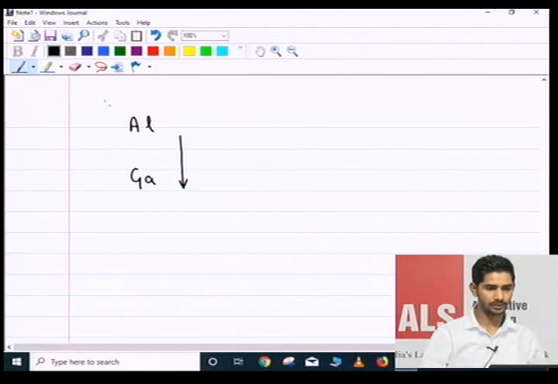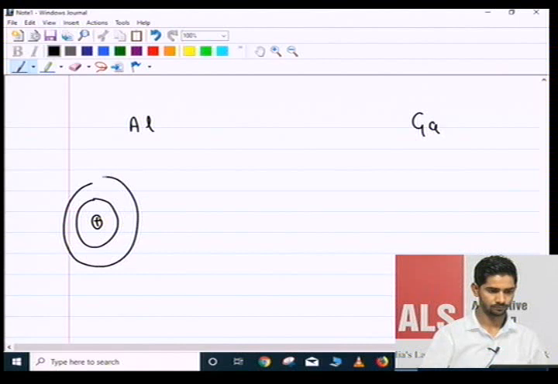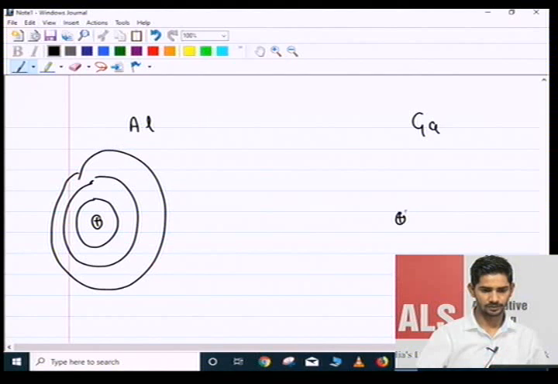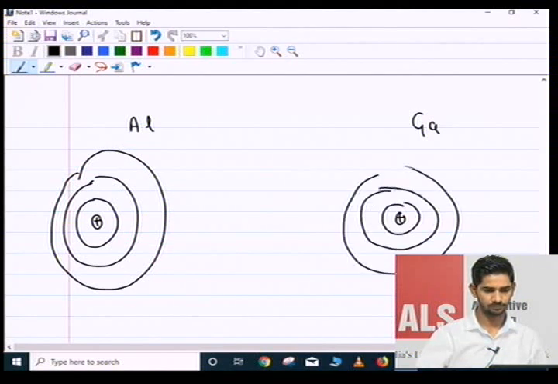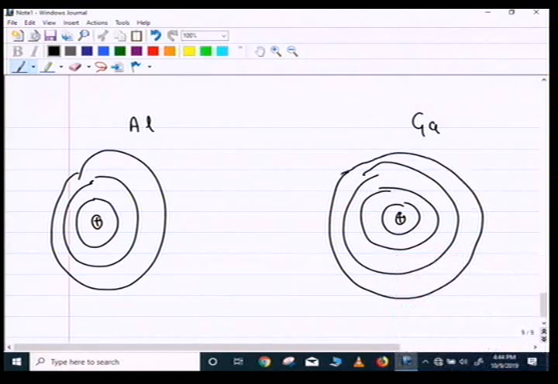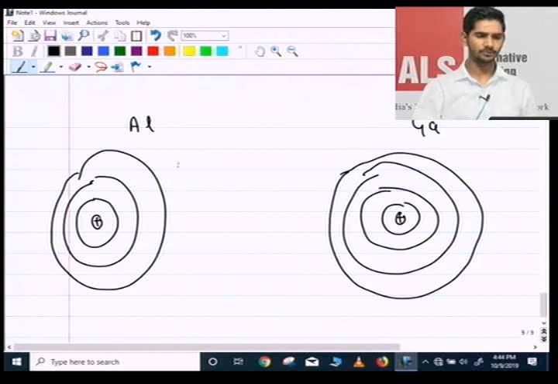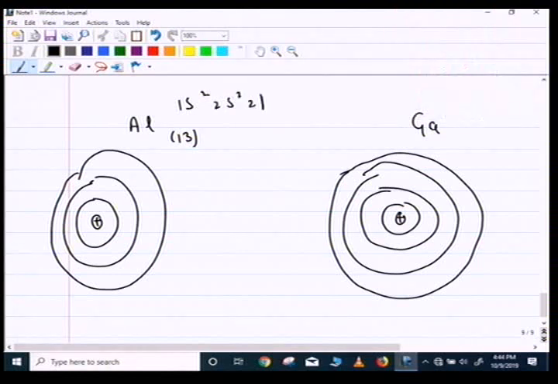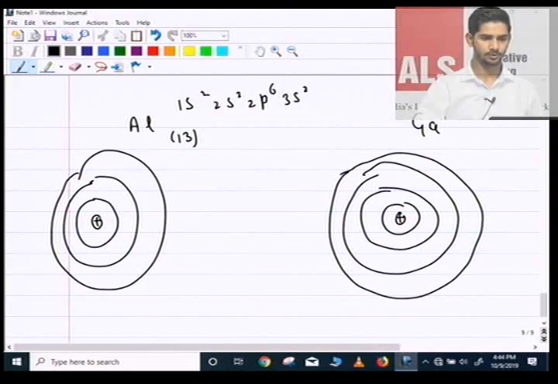I'm drawing two scenarios like this. This is your gallium. Okay, and this is your gallium. Okay, if we look about the aluminium, which is atomic number 13. Okay, the configuration is 1s2, 2s2, 2p6, 3s2, 3p1. Guys, look at this. The inner orbital is 3s and outer orbital is 3p.